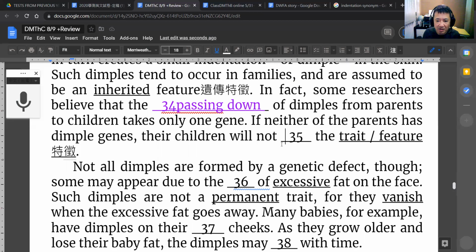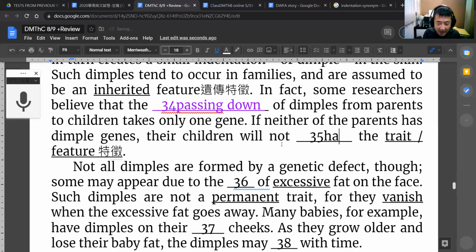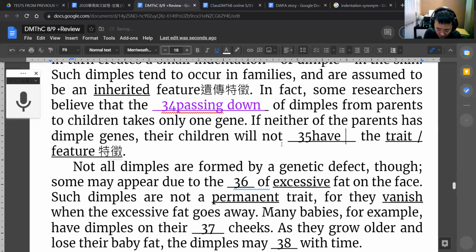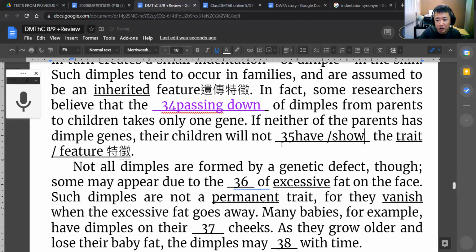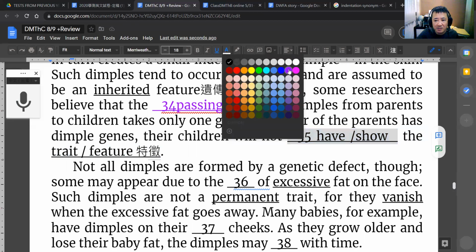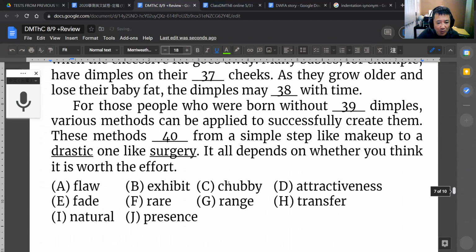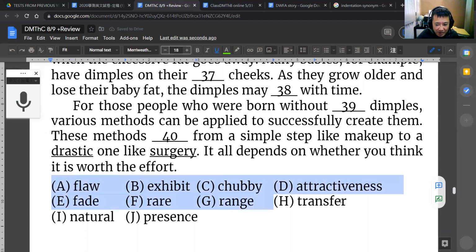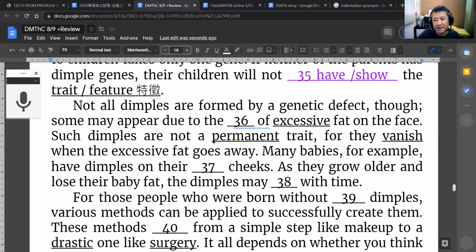You will not have this 特征. So either we need have or show, right? You will not show this 特征. You will not have this 特征, right? Yes, right? If your parents don't have it. So I need a word that means show or have, right? And then there's a word in here that means show. Okay, all right.